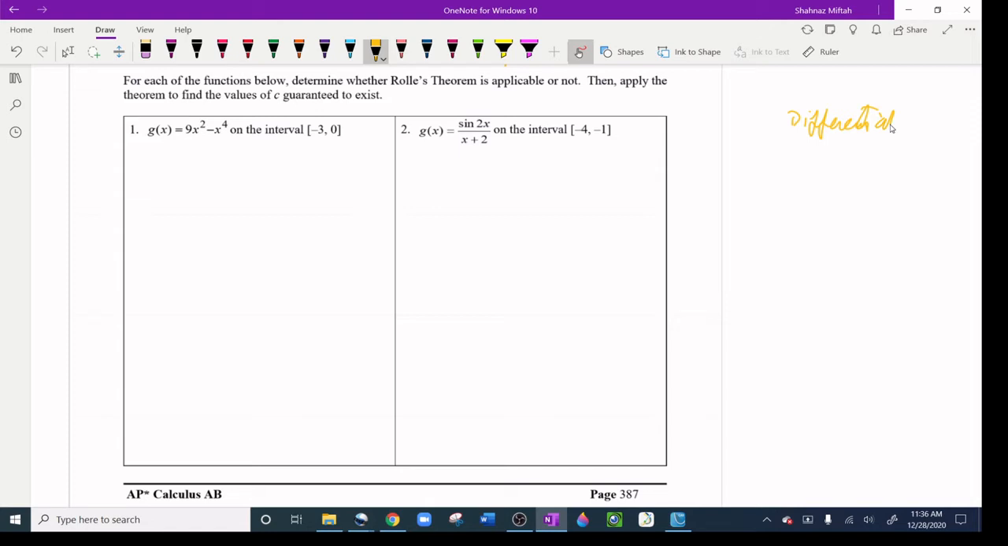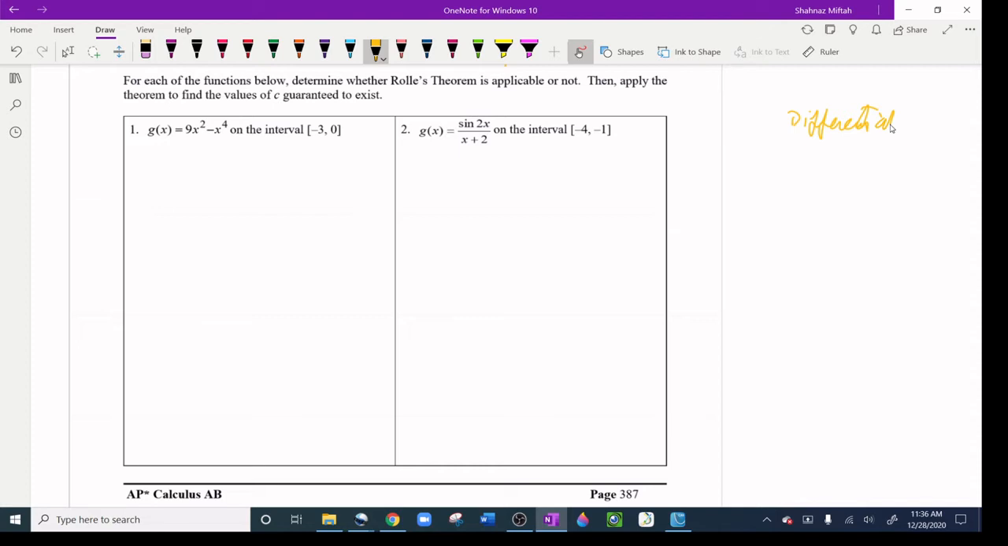So since it's differentiable, I can take a derivative of this. It's differentiable, it's good, then it means it has to be continuous. So I'm going to say the first condition right there, g of x is continuous and differentiable on -3, 0. Done.